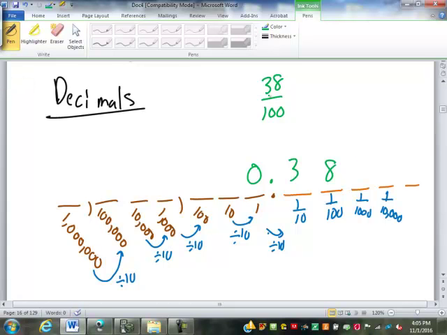So to turn a decimal back into a fraction, it is simply a matter of, one, you could write it how you'd pronounce it, 38 hundredths. Or you write out the number 38, and the denominator is the place value of the last digit of the decimal.